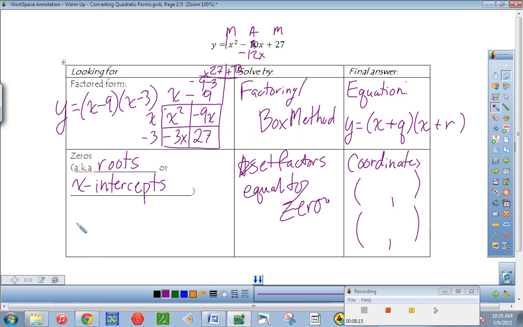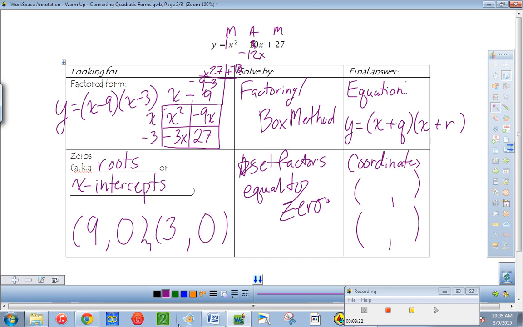Alright, so what are your answers for this guy? Are they x values? Are they x or are they y? They're x. So if x is 9 and 3, what is y? 0, because they're intercepts. Good. Does that make sense? You okay?